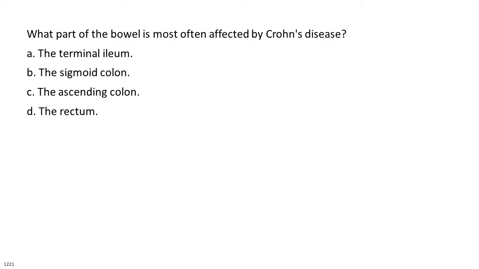What part of the bowel is most often affected by Crohn's disease? A. The terminal ileum. B. The sigmoid colon. C. The ascending colon. D. The rectum.